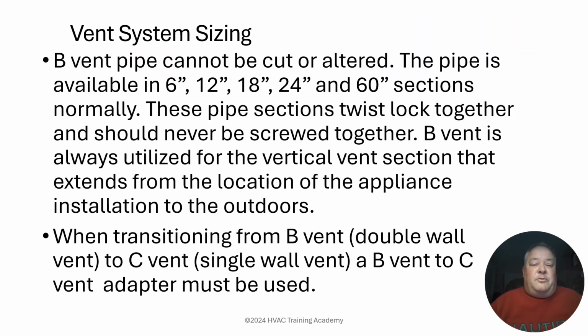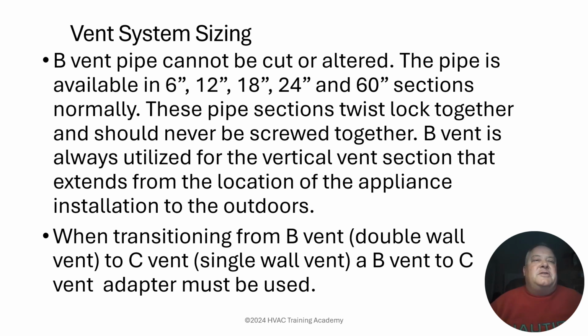A B vent or double wall vent cannot be cut or altered. The pipe is available in 6, 12, 18, 24, 60-inch sections most commonly. Sometimes you can get what they call an adjustable B vent length, which does have a little bit of, I guess, flexibility in the length. There's sections that slide in and out to varying lengths. I commonly didn't use these in the field. We typically would make do with these pre-cut lengths, or pre-manufactured lengths, I should say.